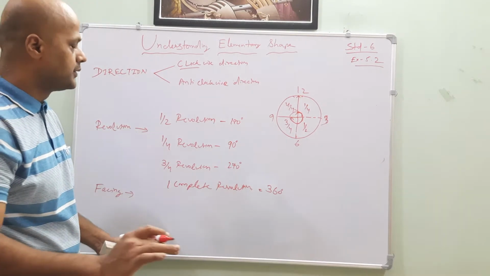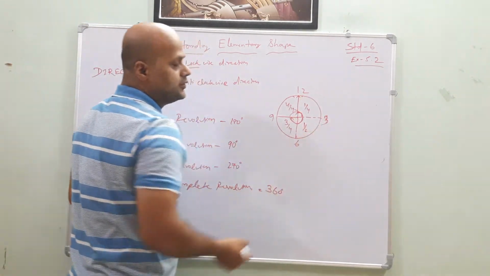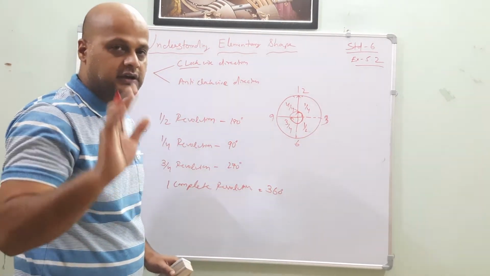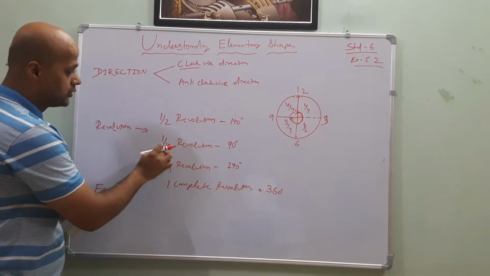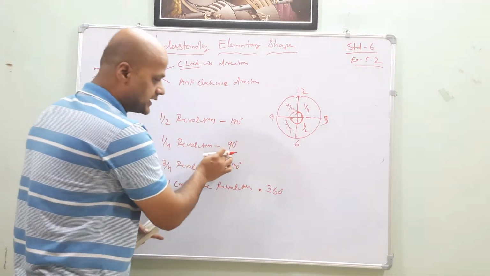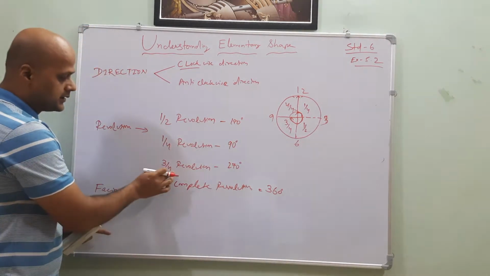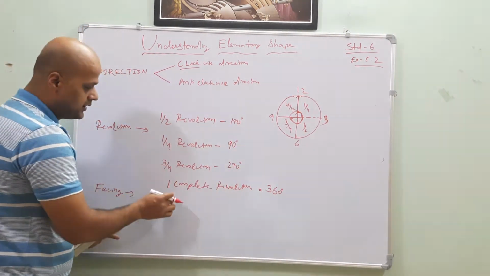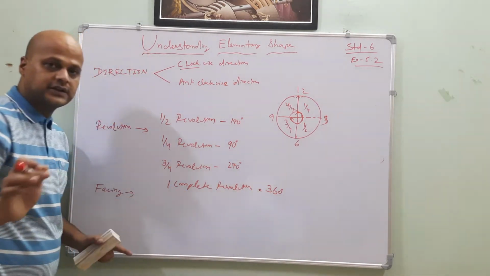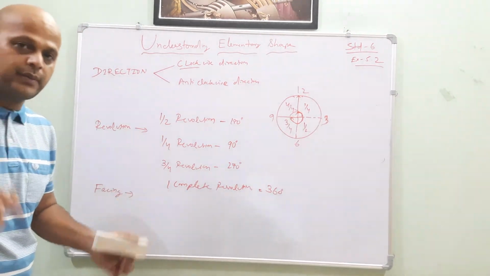Now remember that in each revolution, 1/4 of a revolution is 90 degrees. Half revolution is 180 degrees. 3/4 revolution is 270 degrees. One complete revolution is 360 degrees. These things you have to remember.